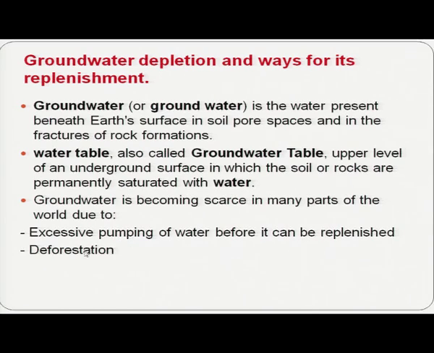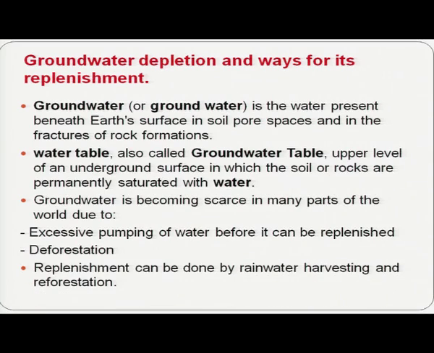deforestation. On one hand, we are pumping out more water, and on the other hand, the factors which can regulate the replenishing of water into nature are being destroyed by us in the form of deforestation. The trees which can help in maintaining the water cycle are becoming lesser and lesser in number. So, what should we do? Obviously, these two factors need to be curtailed, need to be curbed.